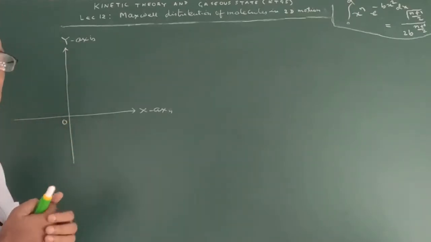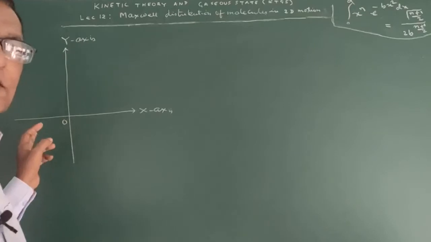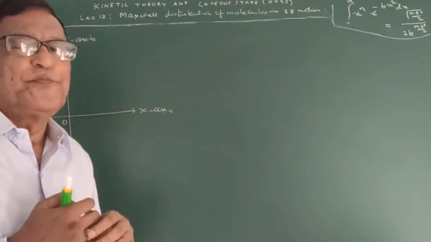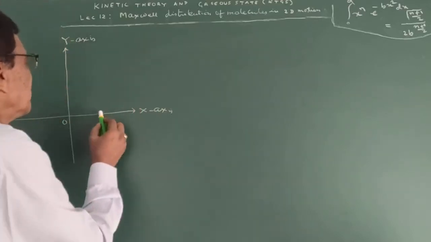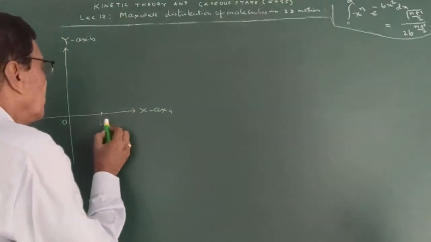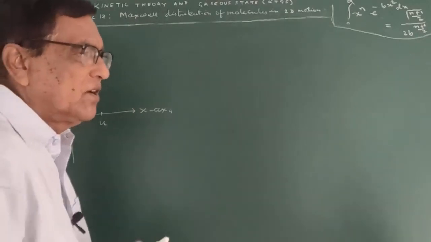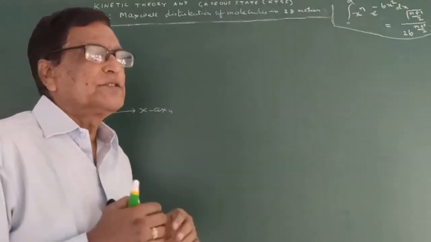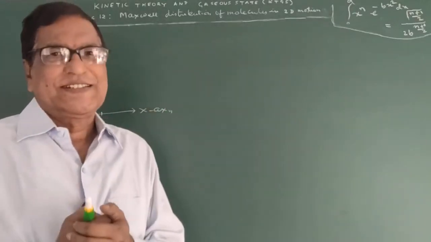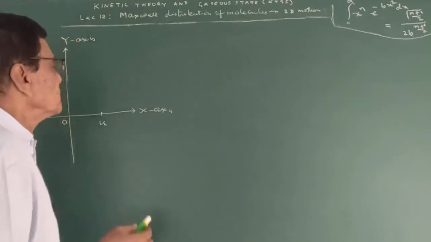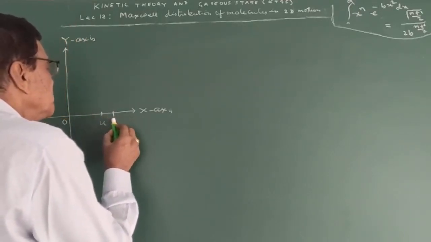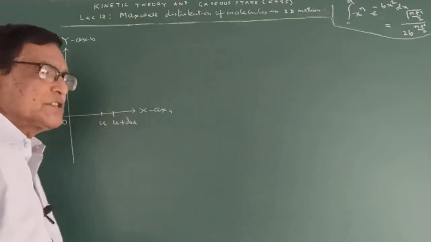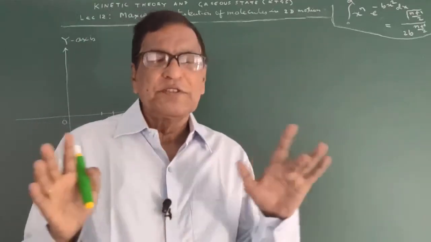Let us consider the molecule moving along the x-axis with this velocity u. Suppose this one is u, the x component velocity of the molecules along this x-axis. And this one, suppose u plus du. du is the small range.